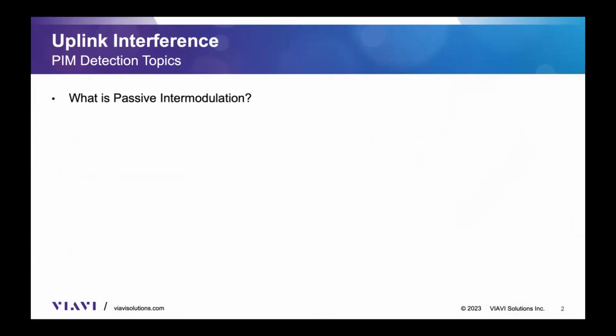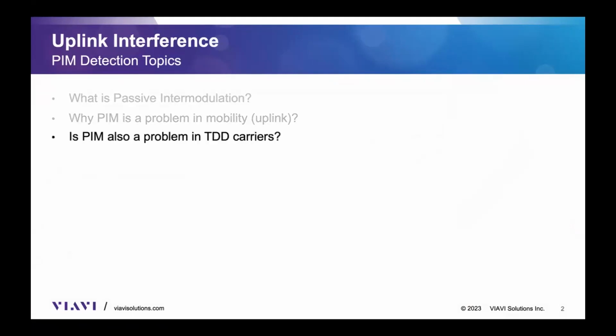Even though PIM or passive intermodulation is a well-known topic, I'm just going to cover the basics of what it is and why it's a problem in the uplink for mobility users. And also try to answer the question of, is this a problem on TDD carriers? Typically, this PIM problem has been an issue for FDD carriers, but I'm just going to cover briefly why it might also be a problem in TDD. And then at what power level PIM can be affecting service.